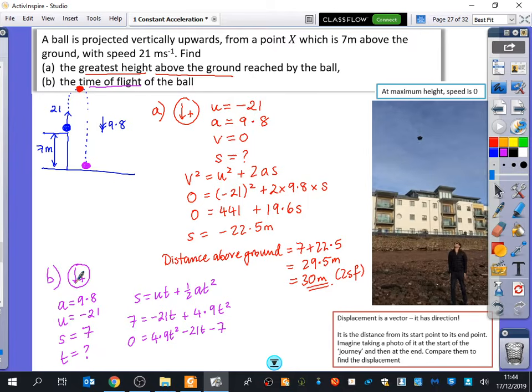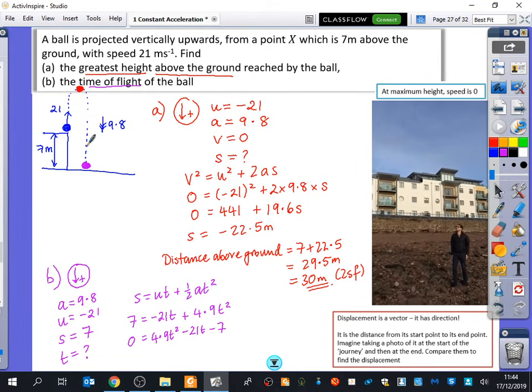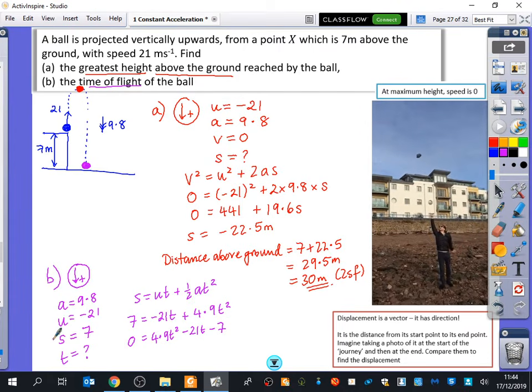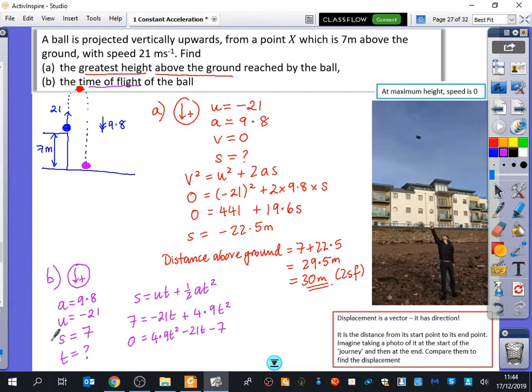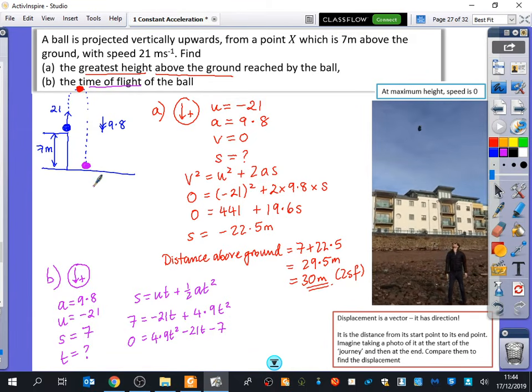People don't like the fact that we're ignoring the fact that it went upwards for the displacement, but remember, displacement is different to distance. If they asked for the total distance it travelled, you would have to find out that distance and that distance, but they rarely do that. They rarely just want to use this kind of fact here.